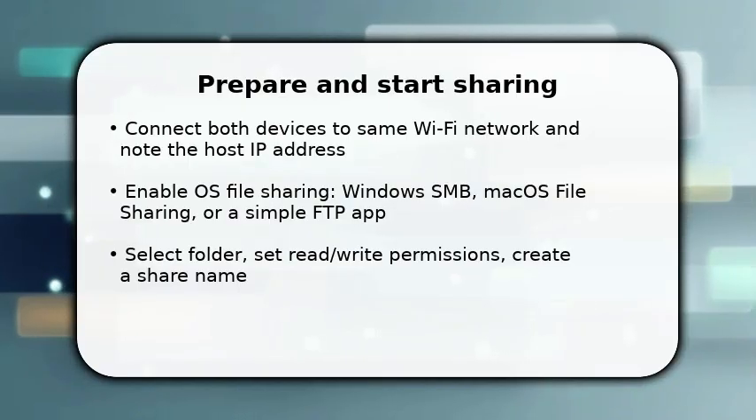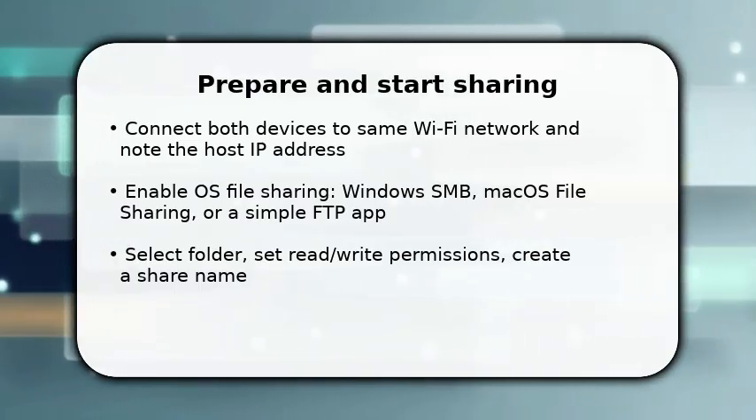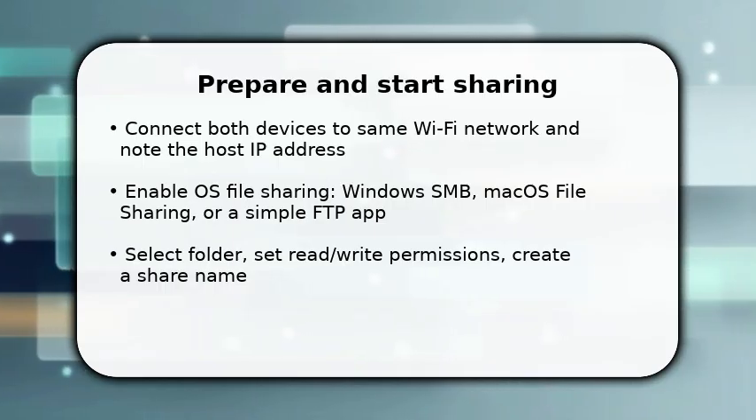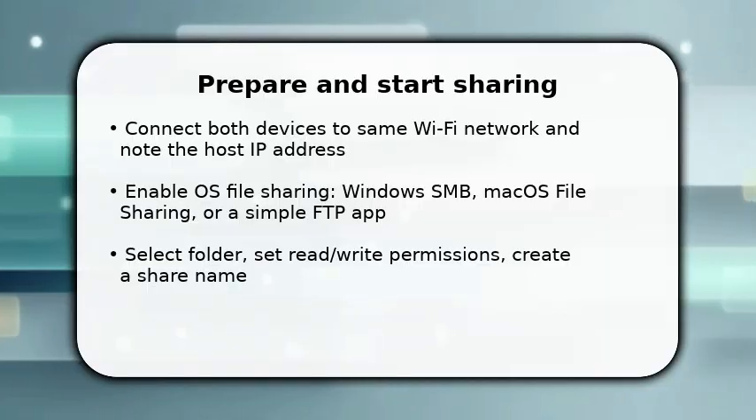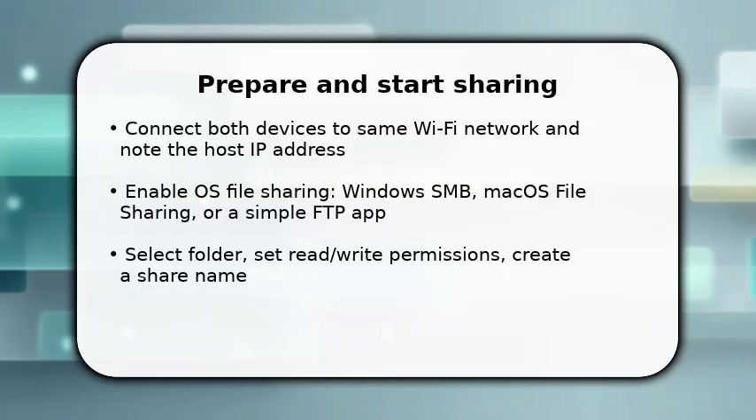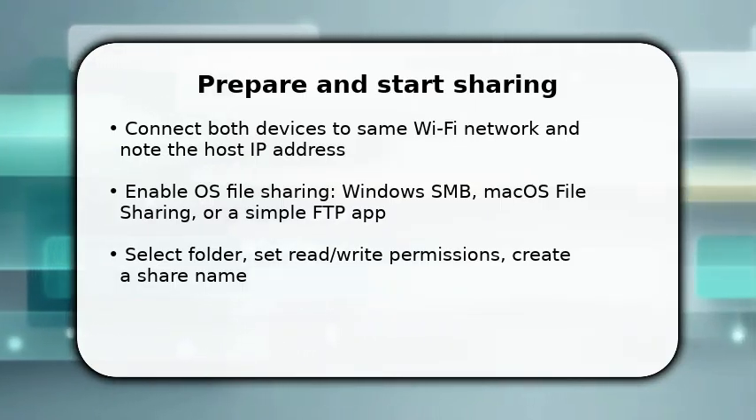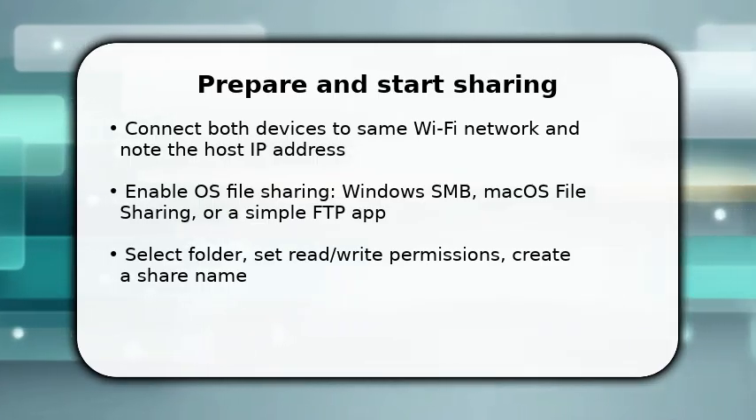You're starting now. Connect both devices to the same Wi-Fi and note the host IP. Enable file sharing on the host, Windows file sharing, SMB, or Mac OS file sharing, so the network advertises your folders. Next, pick the folder you want to share, assign a clear share name, and set user permissions for read or read/write. This controls who can change files. Once done, temporarily disable guest or public access to avoid accidental exposure while you test the connection.